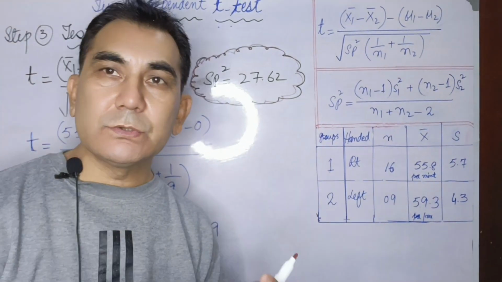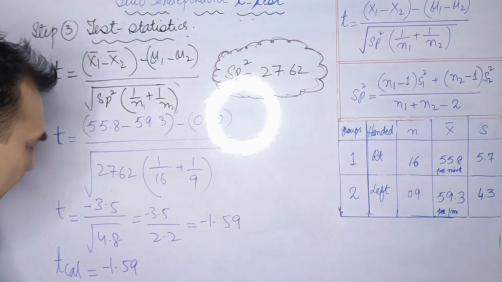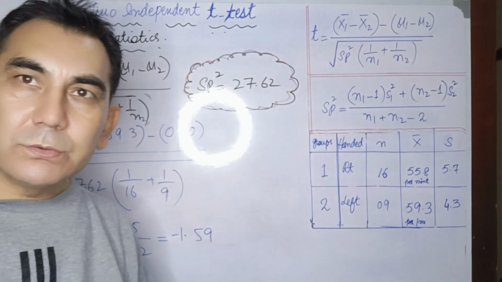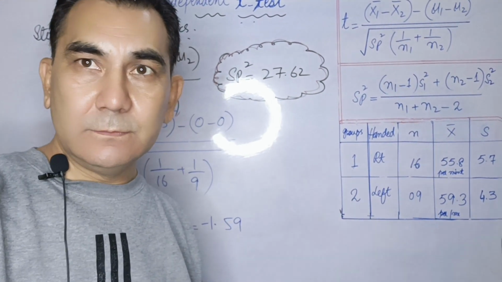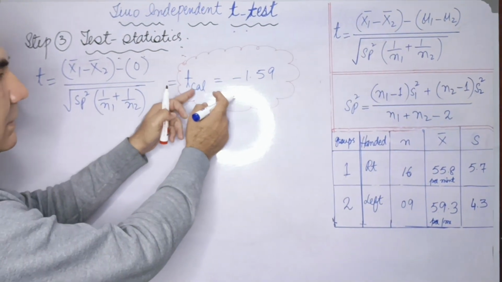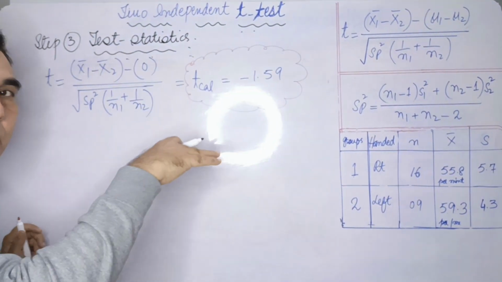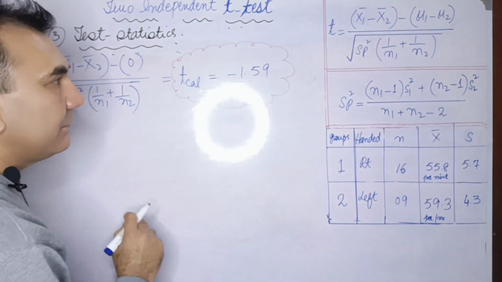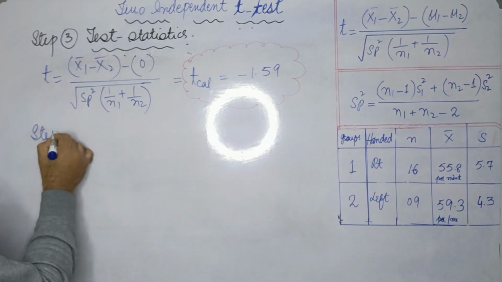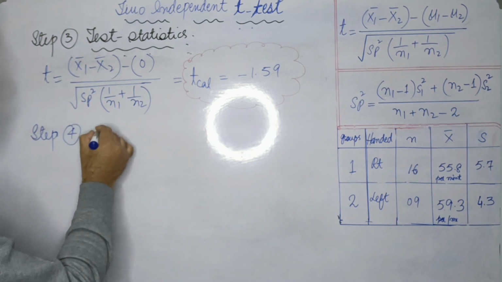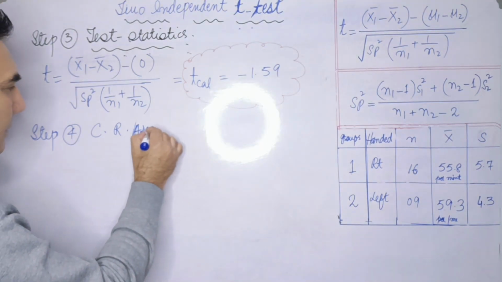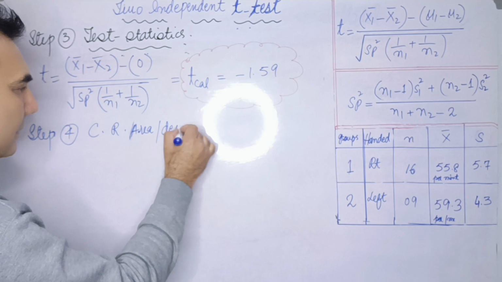Now we will solve the fourth step. This is the end of the third step. As we calculated the t value, which comes up after the calculation as minus 1.59, now we will solve the fourth step, and the fourth step is the critical region area, or you can say decision making.